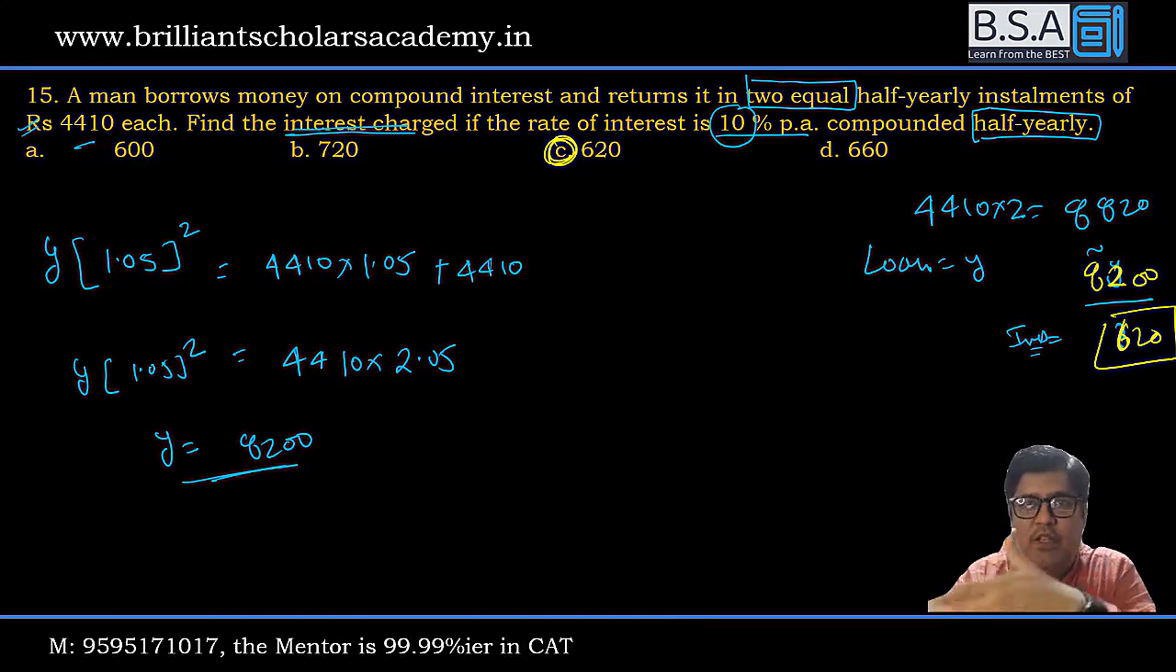We have talked about breaking a larger scheme into smaller parts. We divide the rate of interest. 10% is for a year. Half yearly means twice in a year, so we divide it into two equal parts.